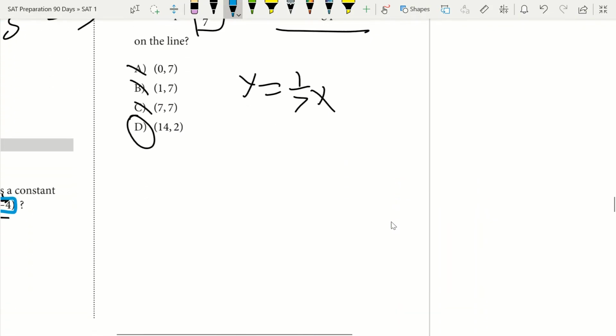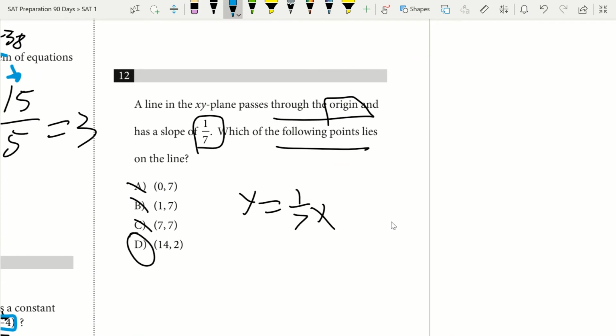Number 12. A line in the xy plane passes through the origin, that's (0, 0), and has a slope of 1/7. Which of the following lies on the line? If my slope's 1/7, I have no y-intercept. That means x has to be greater than y. X must be greater than y. I see my only option with that is D. D is correct. That's checked.